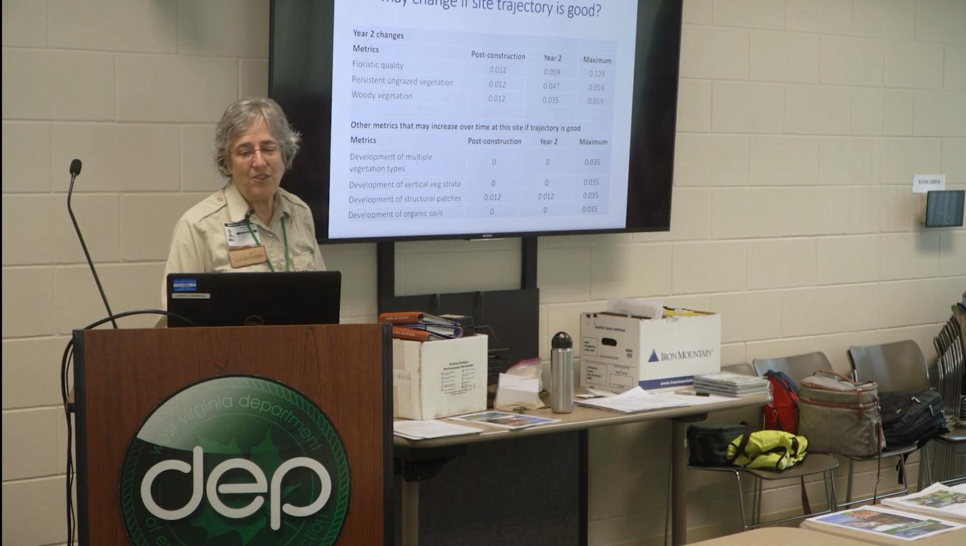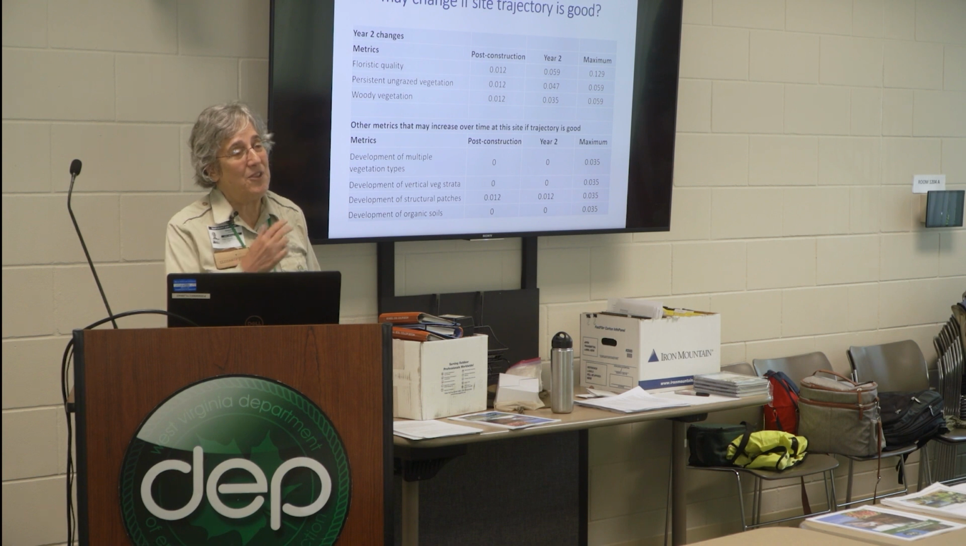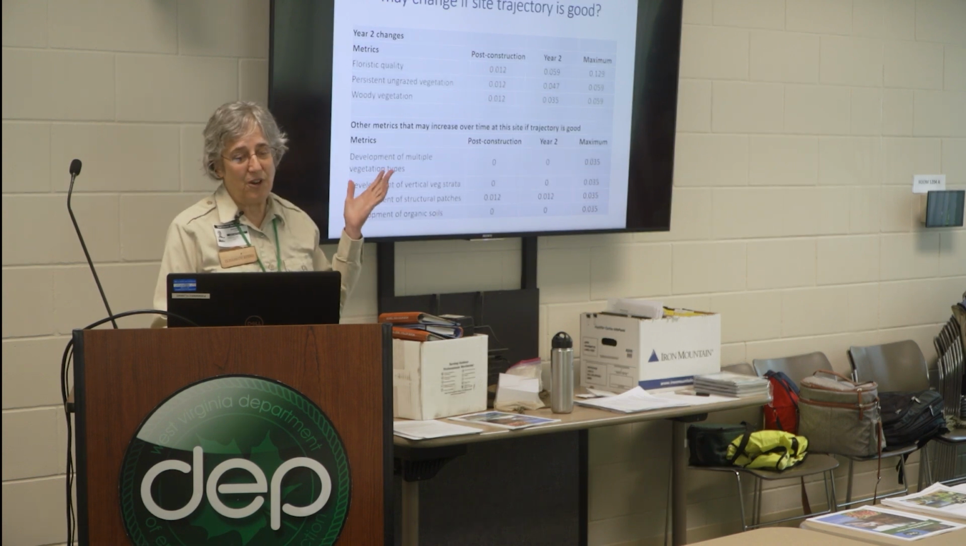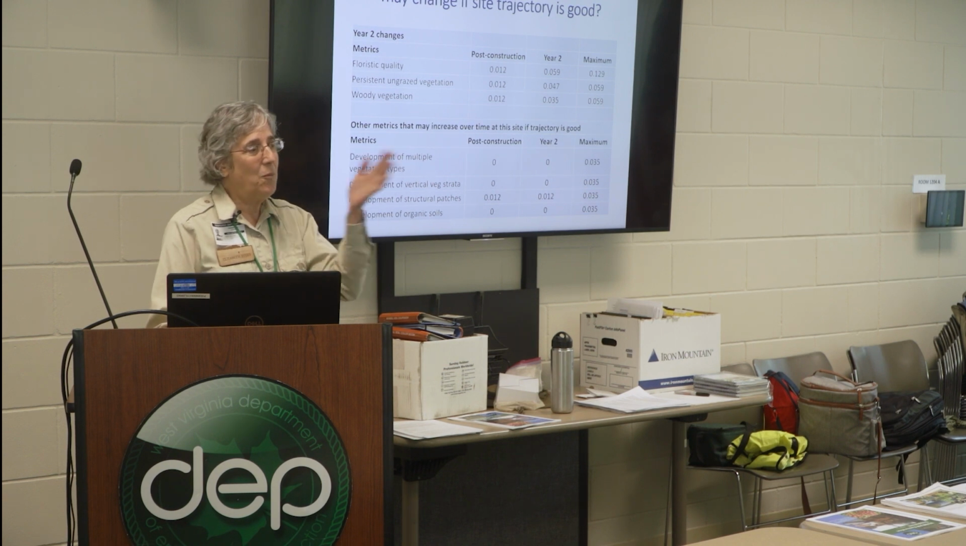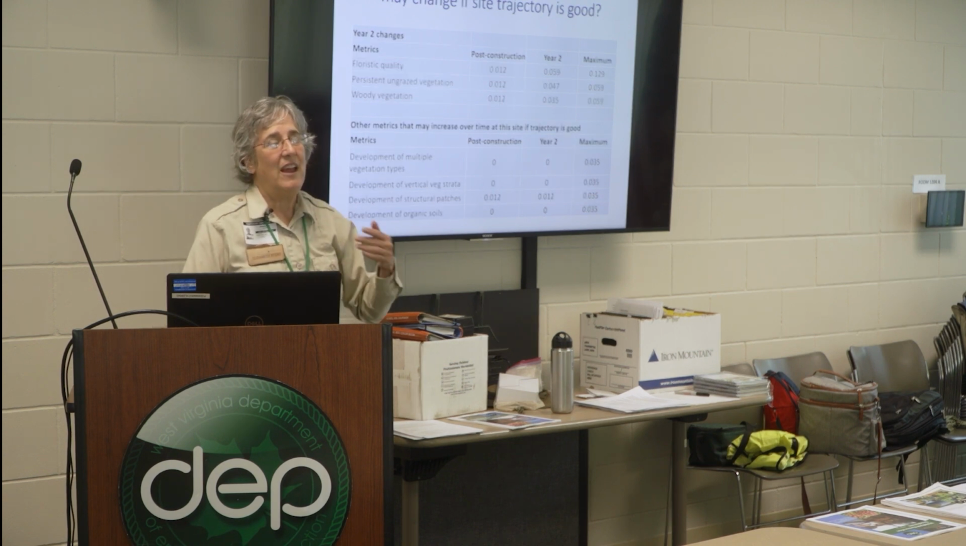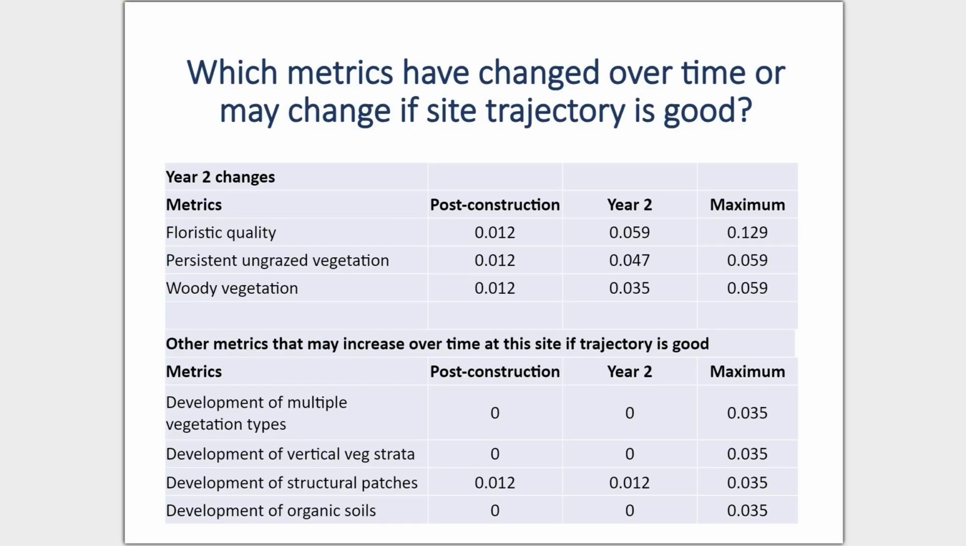So which metrics may continue to change over time? That was year 2, or that was post-construction, and then year 2. And so as you go on through time, what might continue to change as you get toward credit release? And things that typically continue to change would be floristic qualities should be getting better and better over time.